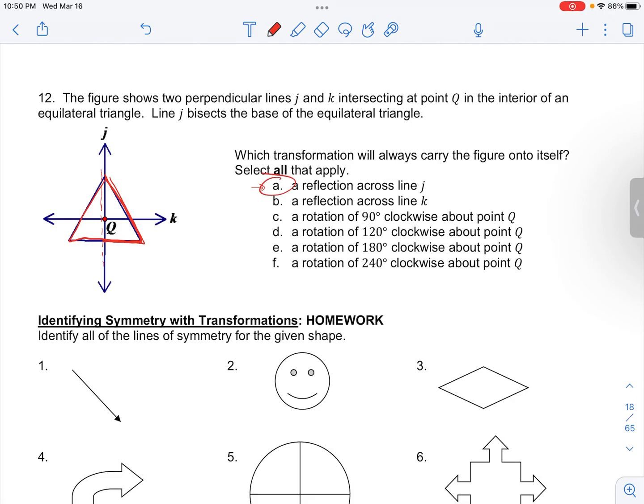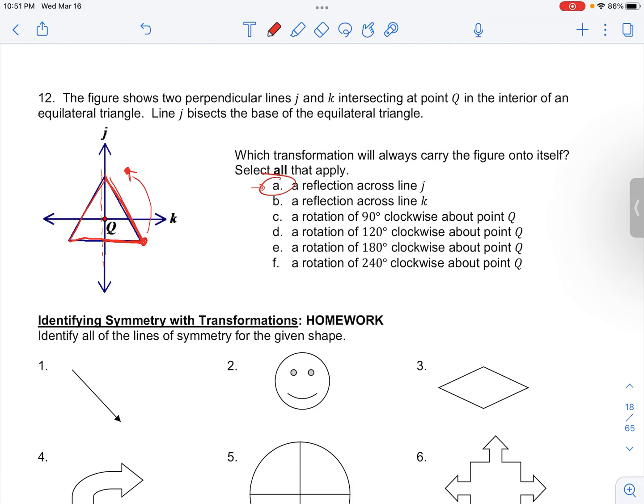B, a reflection across the line K. If we fold this, let's say we fold the top portion over the bottom, over K, we would get this, which doesn't map onto itself. So B cannot be selected. C, a rotation of 90 degrees clockwise about point Q. So let's, for example, take this point over here. If we rotate it 90 degrees clockwise about Q, the image formed would come over here. So of course we know that that will not map onto the original triangle, meaning that we can cross out C.